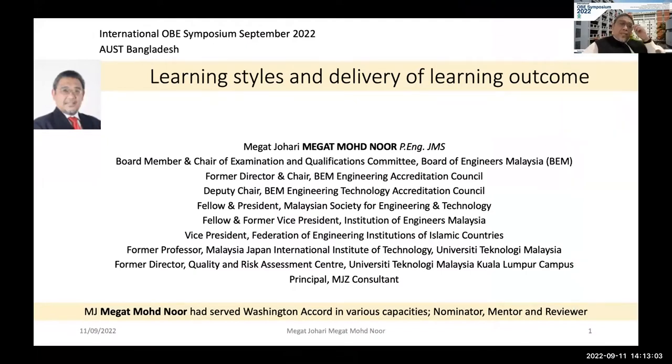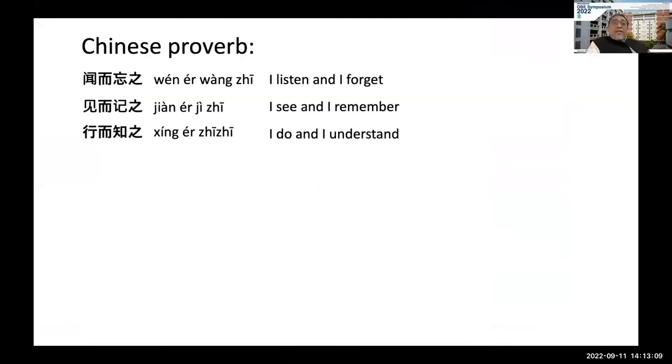Yes, I can. Okay. I'd like to start off with a Chinese proverb. It says, I listen and I forget, I see and I remember, I do and I understand. Although I cannot really pronounce it in Chinese, it tells us about the way students learn, how best they can learn, and in fact, by doing it, they will understand better.